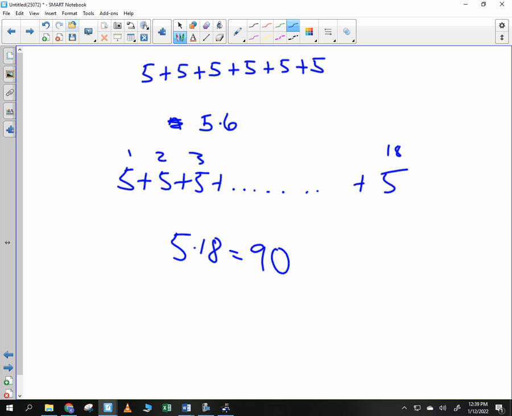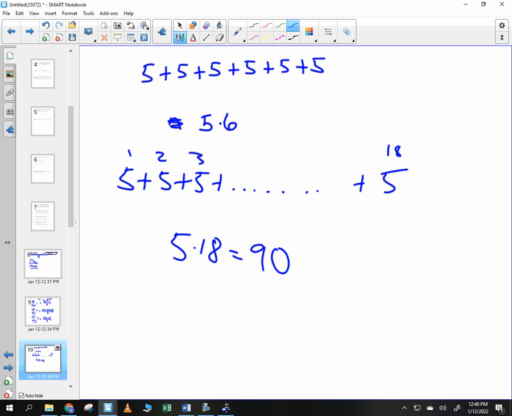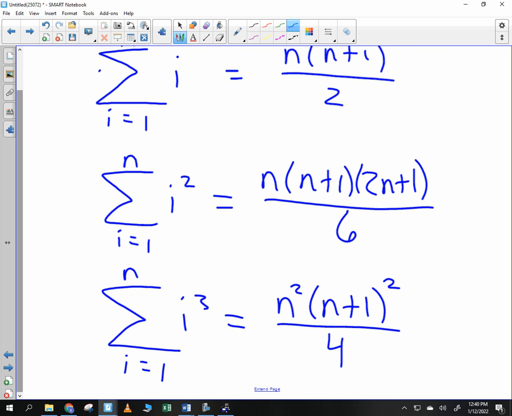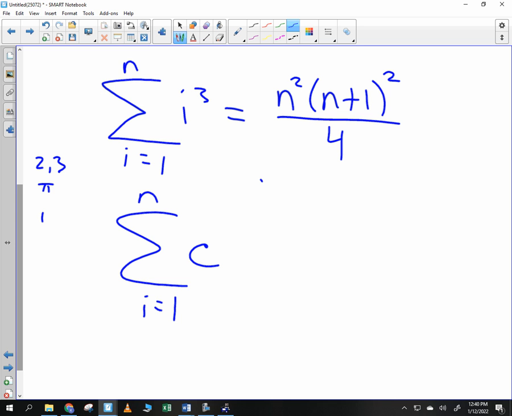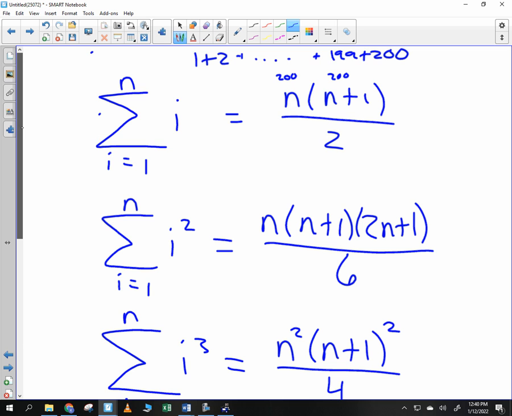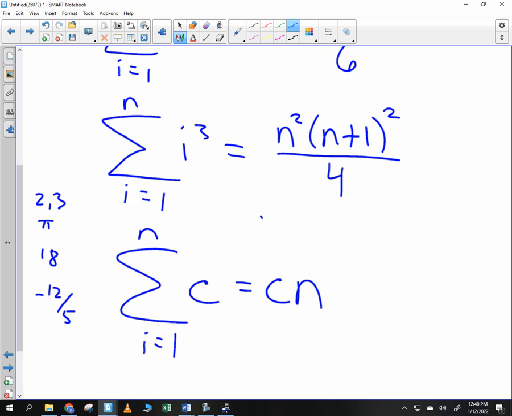Agreed? So suppose that we have the same number every time. We just take that number and multiply it by the number of terms. Agreed? So that's our last formula we'll write down. Just people have trouble making sense of that one. So we're going to write this down. The sum from i equals 1 to n of a constant. So a constant would be like the number 2 or 3 or pi or 18 or negative 12 over 5, any number. The sum of a constant is the constant times n, however many terms you've added up. Do you have those four formulas in some safe place for yourself? Because you need them. Awesome.